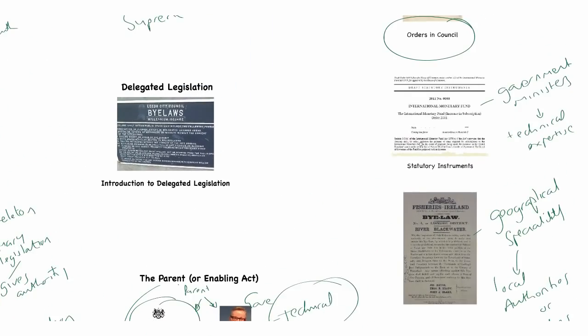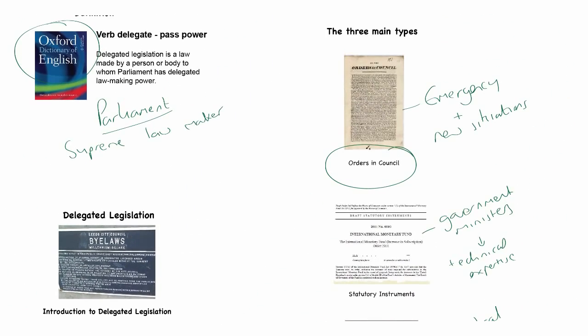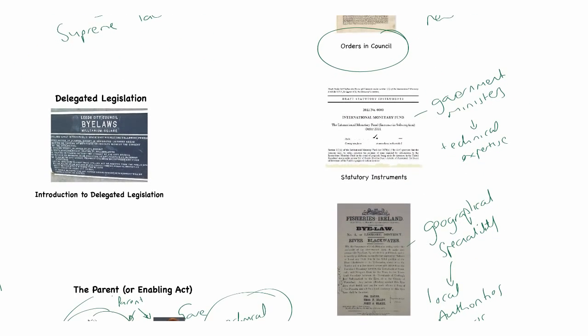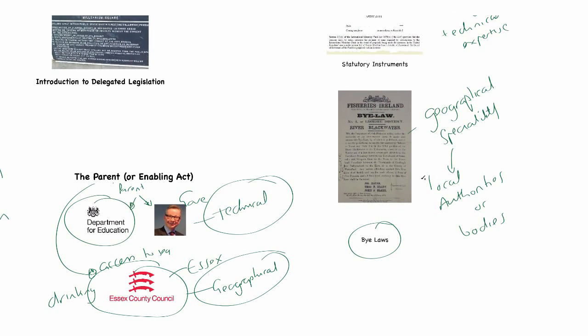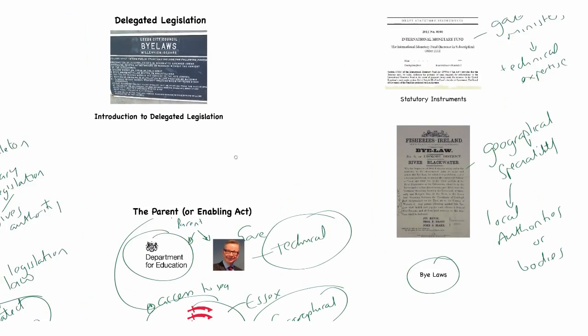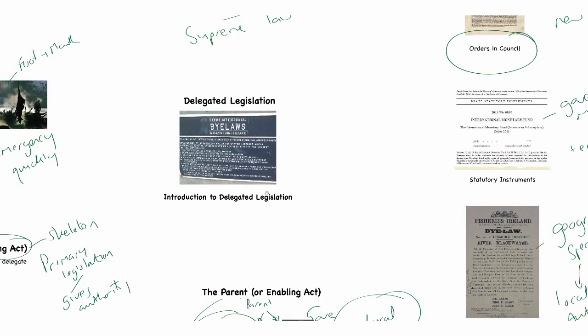And there are three types. The first is an order in council, which deals with emergency legislation and new situations. The second is statutory instruments, which gives power to government ministers, and they will deal with technical expertise, technical legislation. And thirdly are bylaws, which are about a geographical speciality, and they're given to local authorities or bodies. So that's the introduction to delegated legislation.